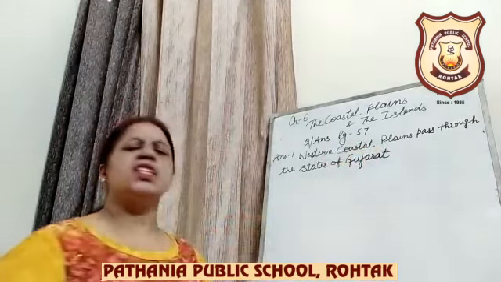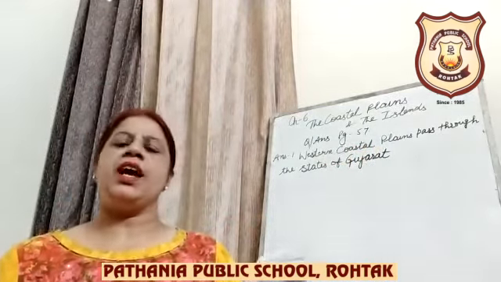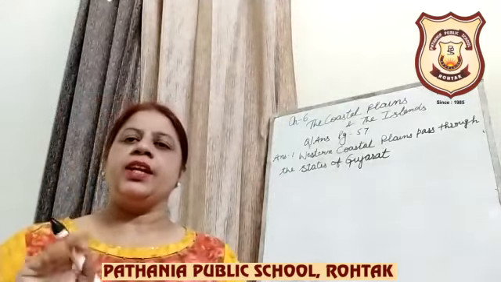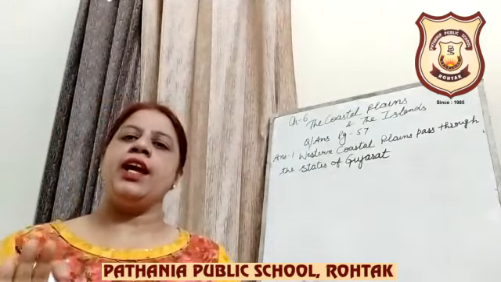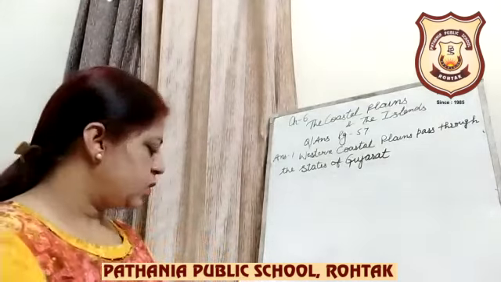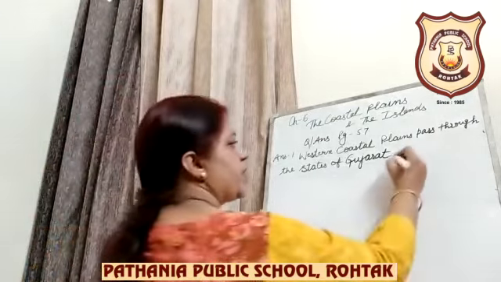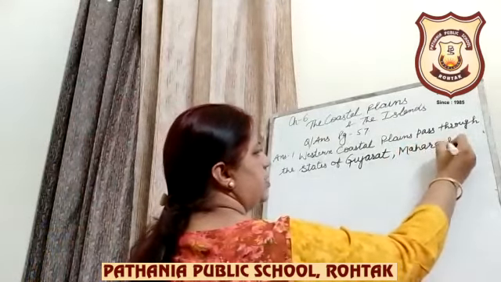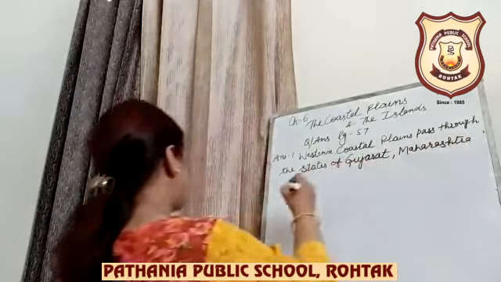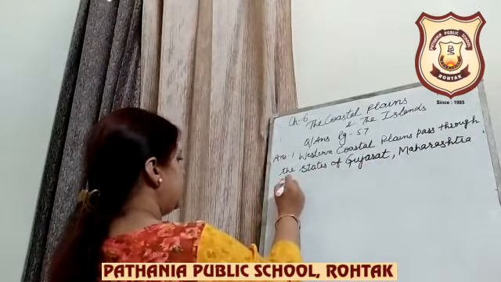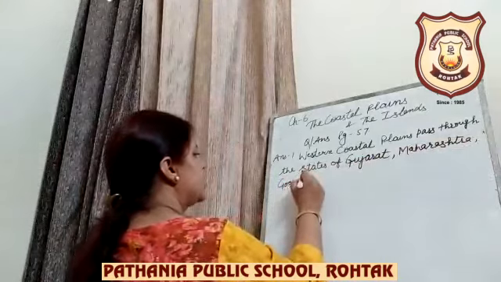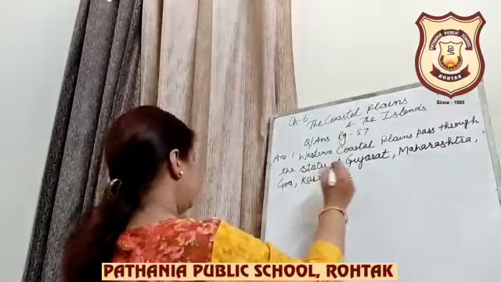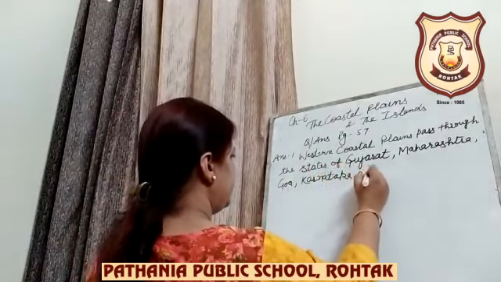So everybody must learn the spelling of Gujarat. Sometimes it happens that you people are writing G-U-J-R-A-T. A is not written. You have to keep in mind G-U-J-A-R-A-T. Okay, children? So Gujarat, Maharashtra, Goa, Karnataka, and Kerala.